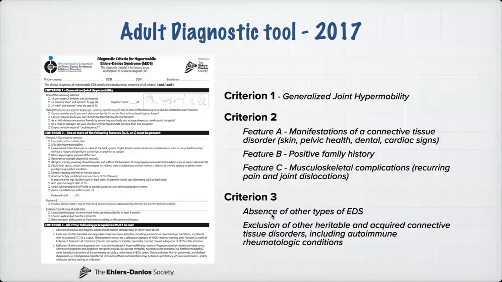Criterion 3 discusses the absence of other types of Ehlers-Danlos syndrome, so it's important to exclude patients from the HEDS criteria who are qualifying for other types of EDSs, and also excluding heritable and acquired connective tissue disorders, including autoimmune rheumatologic conditions and other neurodegenerative conditions.